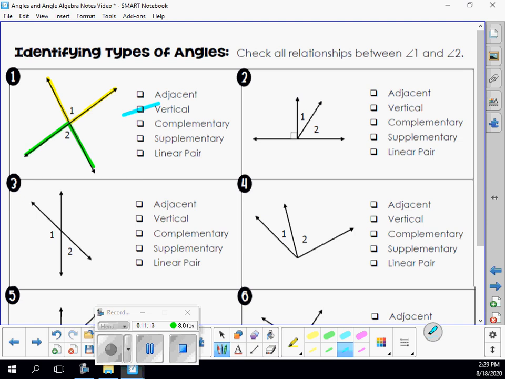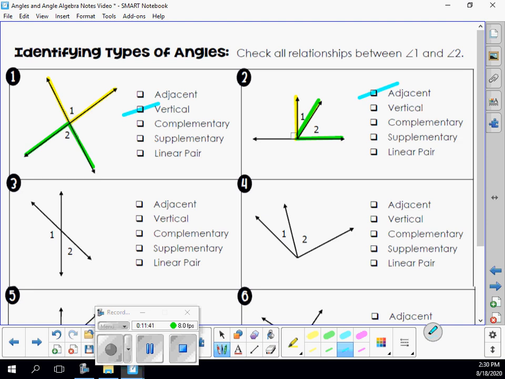All right, on 2. If I trace it, I have 1. And I have 2. Did I trace any bar twice? Did I have it change colors? Yeah, I did. So it's got to be adjacent. If you are adjacent, you can never be vertical at the same time because by definition, one is next to and one is across from. Those cannot line up together. So if I select adjacent, I cannot select vertical.